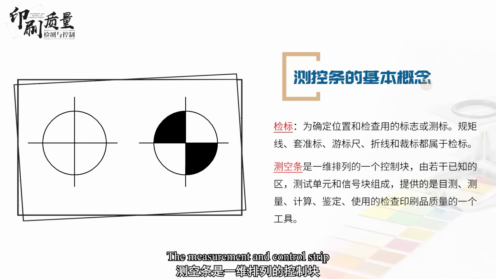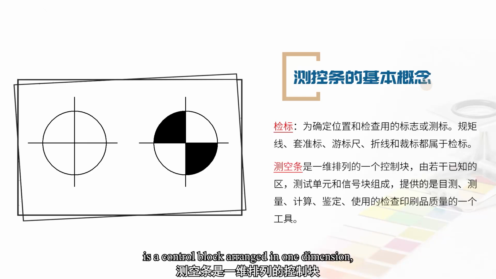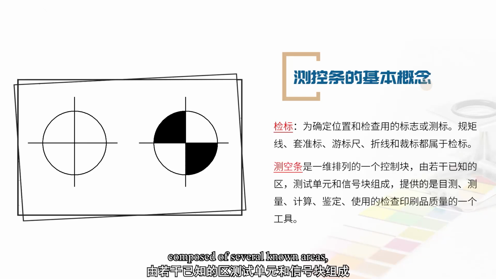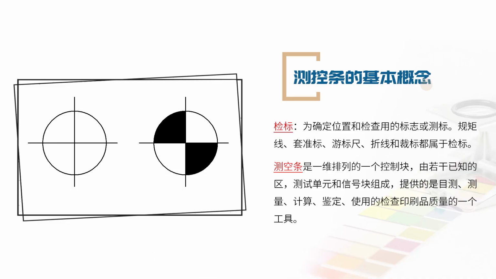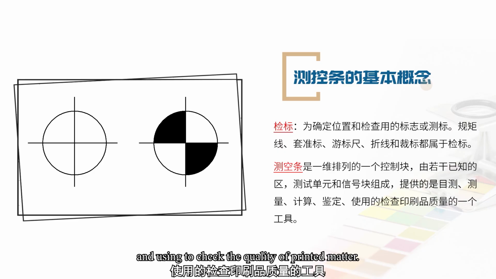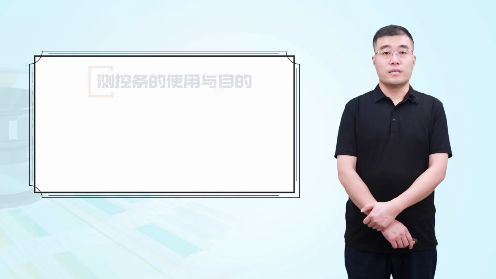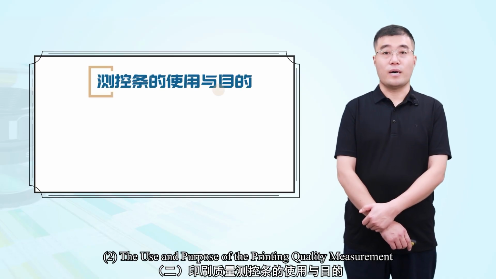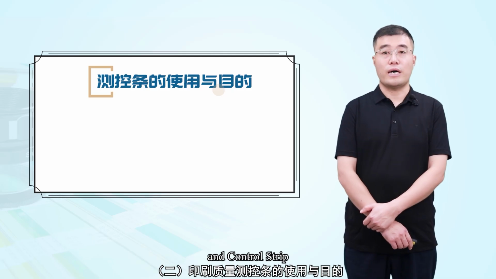The measurement and control strip is a control block arranged in one dimension, composed of several known areas, test units, and signal blocks. It provides a tool for visually inspecting, measuring, calculating, appraising, and using to check the quality of printed matter. Second, the use and purpose of the printing quality measurement and control strip.